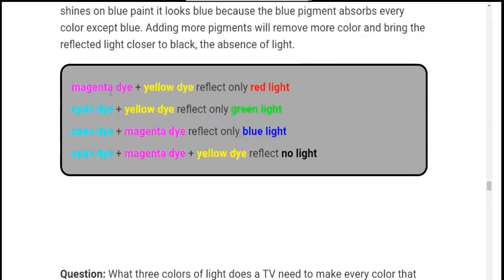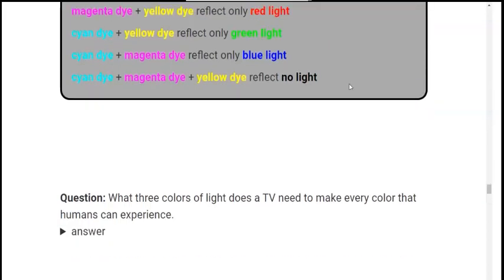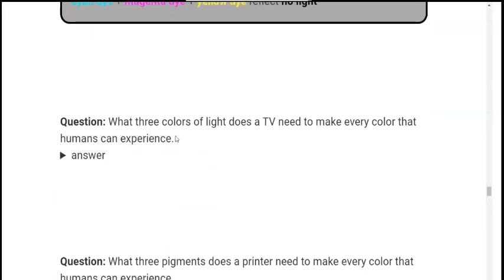You see here, magenta dye. This is a color paint. Magenta dye plus yellow dye reflects only red and absorbs all others. Cyan dye and yellow dye reflects only green, and cyan dye and magenta dye reflects only blue, and cyan, magenta and yellow, all three together give no light. That is called black. Now let us look over the questions.